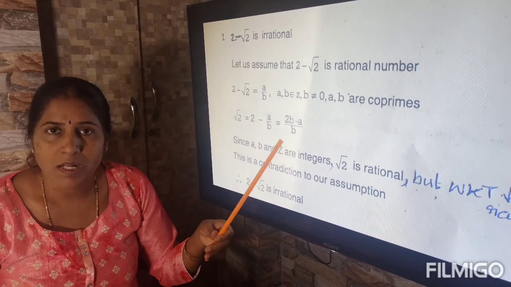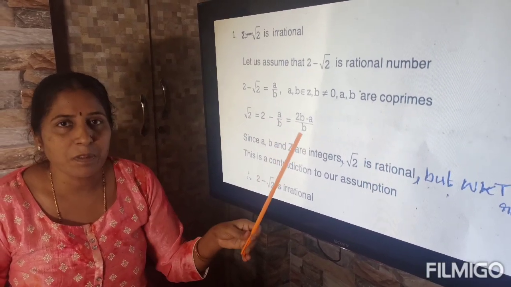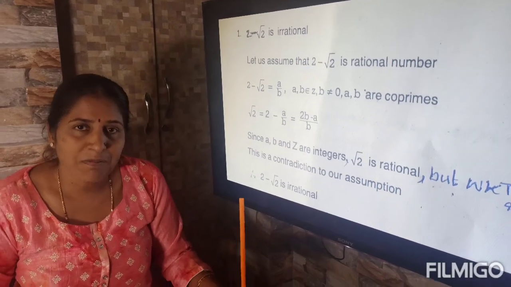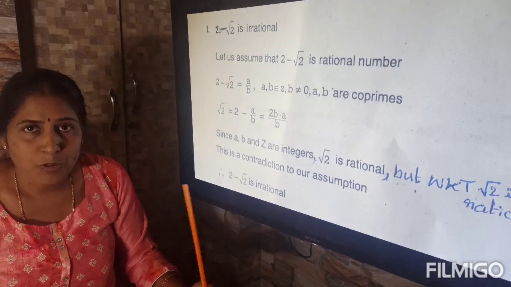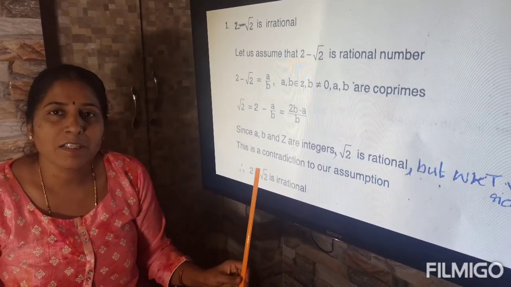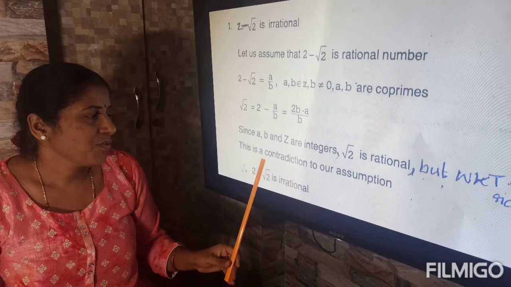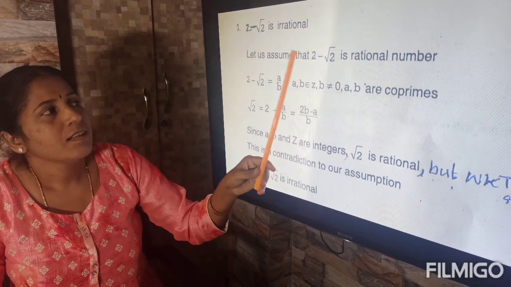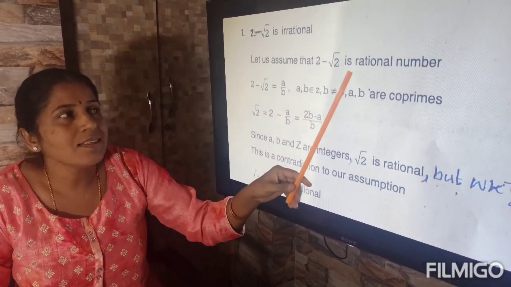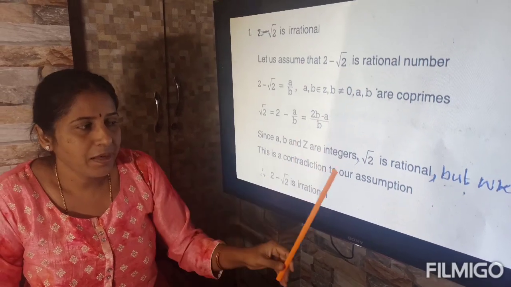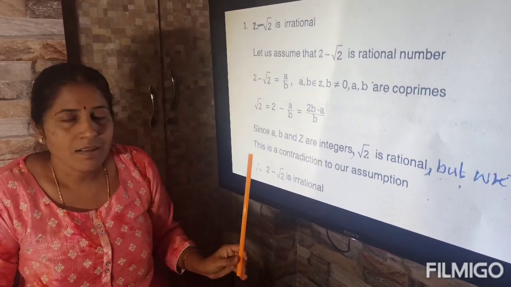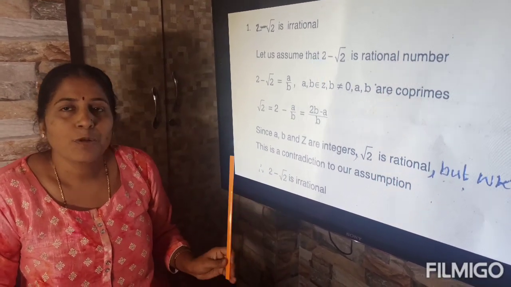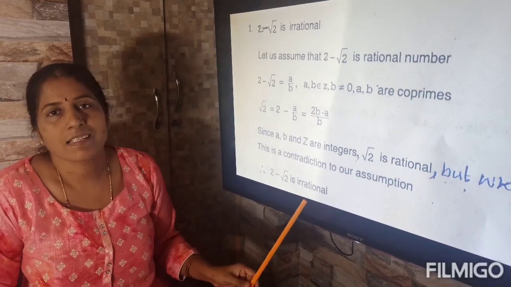We are saying it is rational, as we proved, but root 2 is not rational, which we know from our previous knowledge. That means this leads to a contradiction. Therefore, our assumption is wrong. What we assumed in the starting, that 2 minus root 2 is a rational number, became wrong because it leads to a contradiction. That's why the given number 2 minus root 2 is irrational.